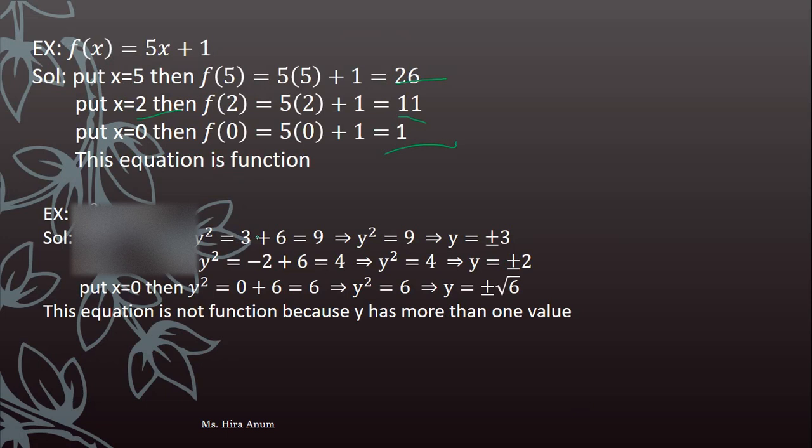This equation is not a function: y squared equals x plus 6. When you put x equals minus 3, y squared equals 9. This is positive and negative 3. This kind of equation is a relation because there is more than one value. So this kind of relation is not a function, it is only a relation.